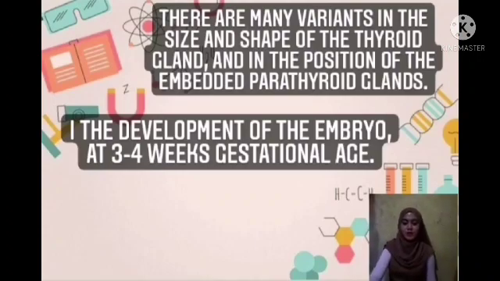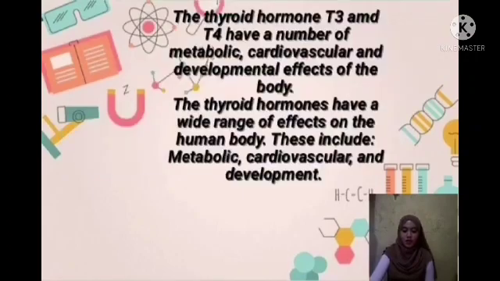Function of the thyroid, or the thyroid system. Thyroid hormones T3 and T4 have a number of metabolic, cardiovascular, and developmental effects on the body. Their production is stimulated by the release of thyroid stimulating hormone, or TSH, which in turn depends on the release of thyrotropin releasing hormone, or TRH. Every downstream hormone has a negative feedback and decreases the level of the hormone that stimulates its release.